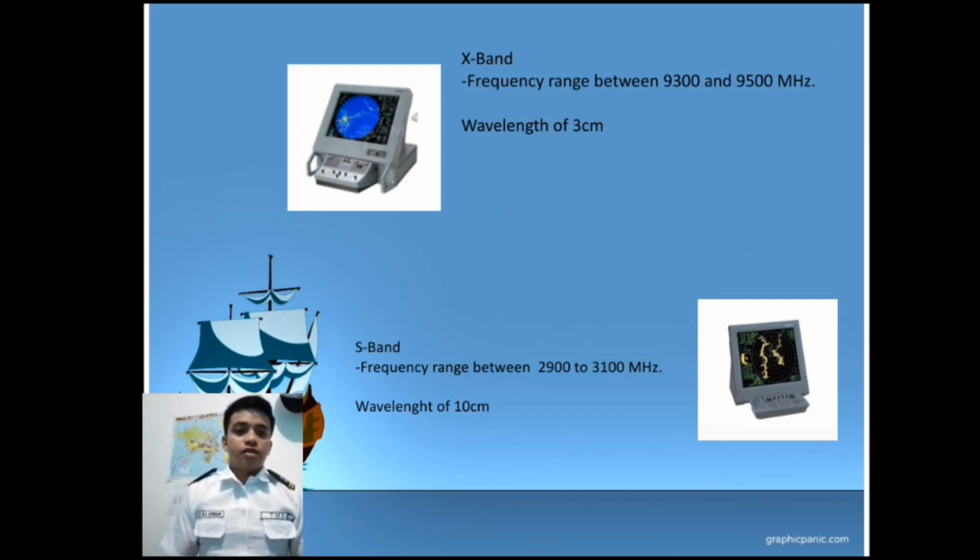The next is the S-band radar. S-band radar frequency range is between 2,900 to 3,100 megahertz, with a wavelength of 10 centimeters. So magkaiba sila.